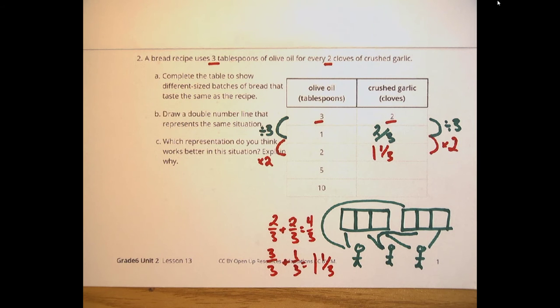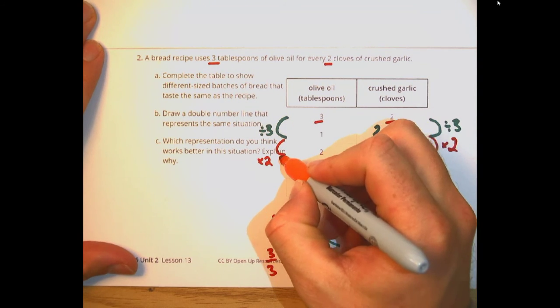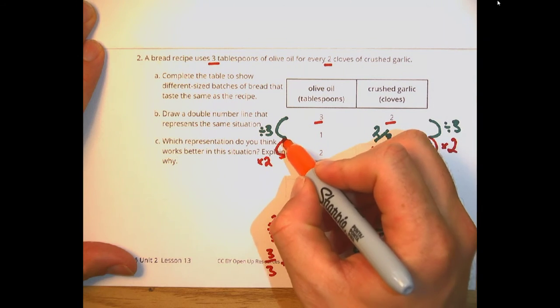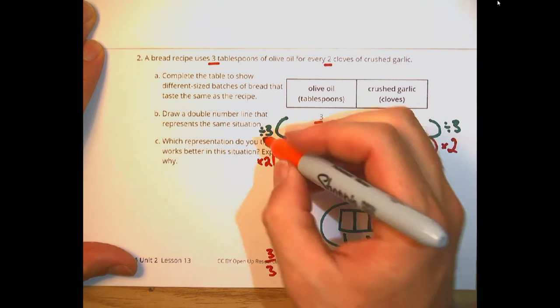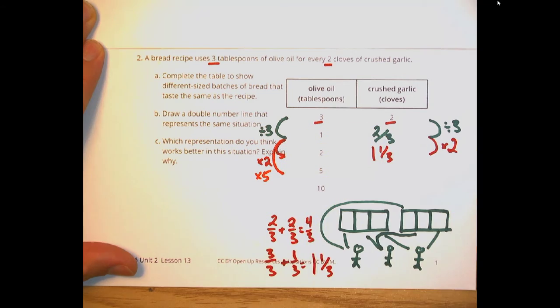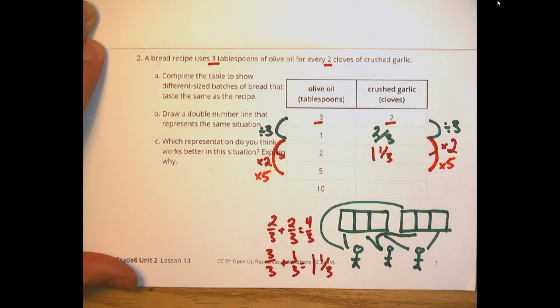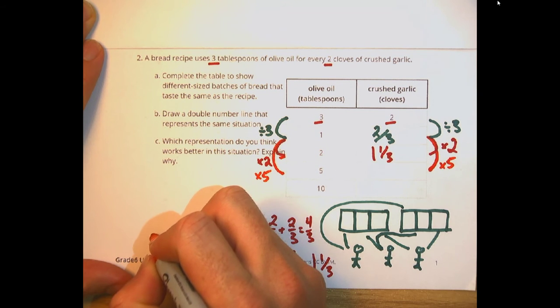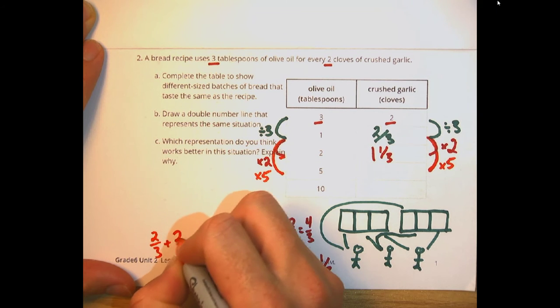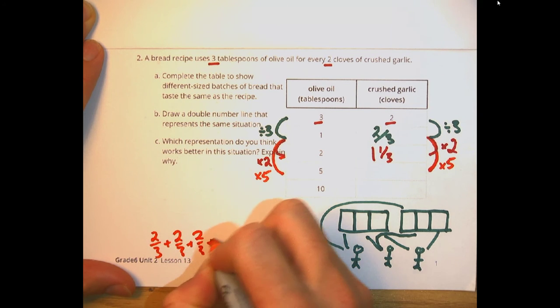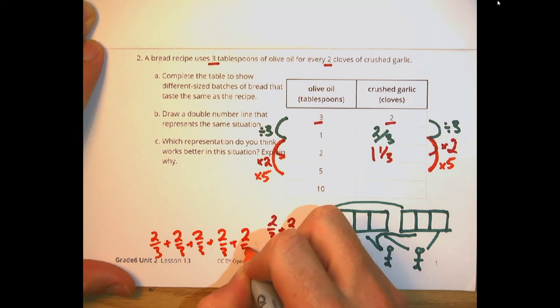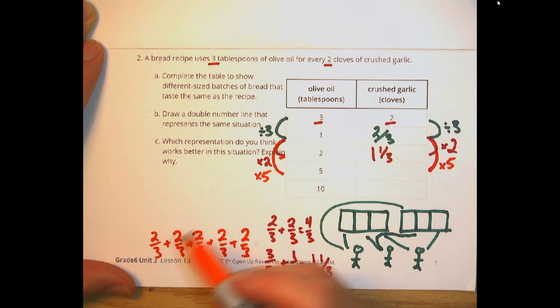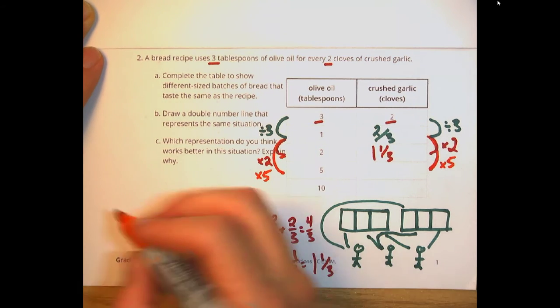I don't know about you, but multiplying from 2 to 5 seems difficult, so I'm going to go from 1 to 5. How do we get from 1 to 5? We multiply by 5. But since we're going from 1 to 5, we got to go from 2 thirds to 2 thirds times 5. That is 2 thirds plus 2 thirds plus 2 thirds plus 2 thirds plus 2 thirds, because there's 5 of them. 1, 2, 3, 4, 5. That's 2, 4, 6, 8, 10 thirds.